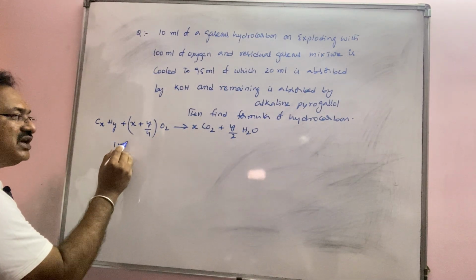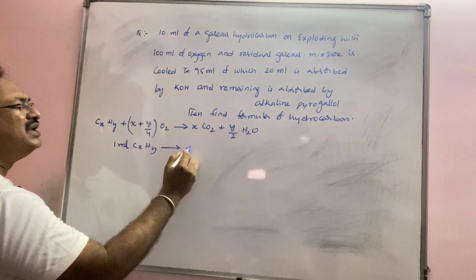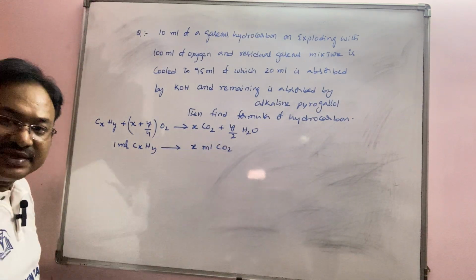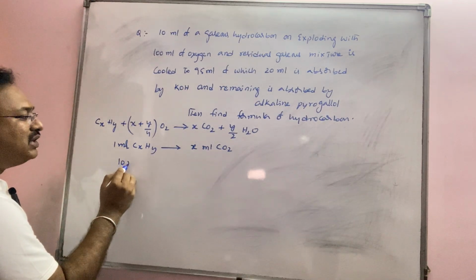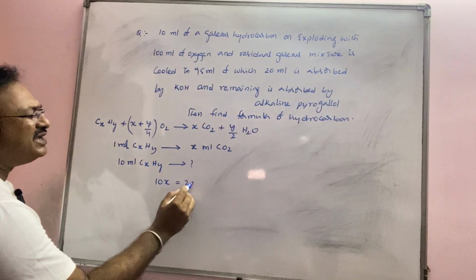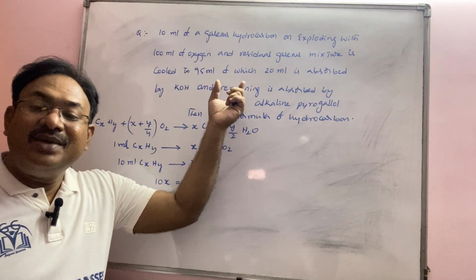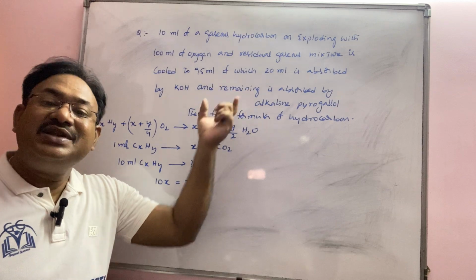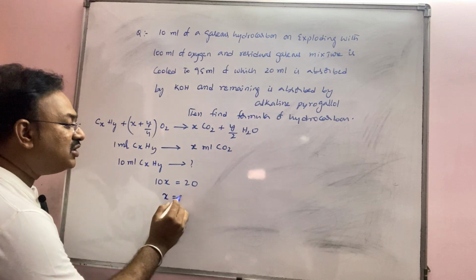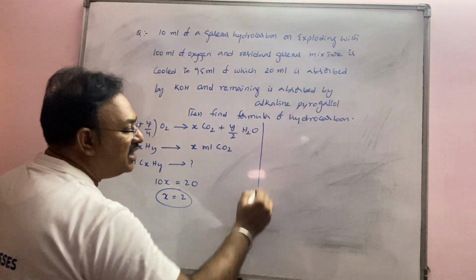Now, as per this equation, 1 ml of hydrocarbon gives x ml of carbon dioxide. Therefore, 10 ml of hydrocarbon can give how much? That will be 10x. 10x is equal to 20. Sir, how 20? Here it was said that KOH absorbed 20 ml. That means that is the volume of carbon dioxide. So 10x is equal to 20, so x is equal to 2. So first you got the x value, that is 2. Now we have to solve the y value.